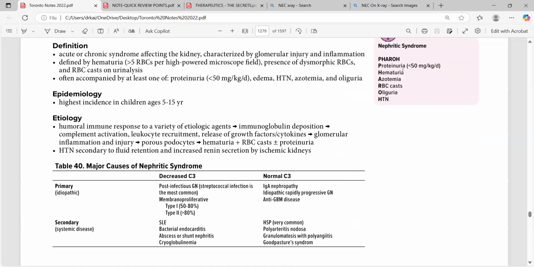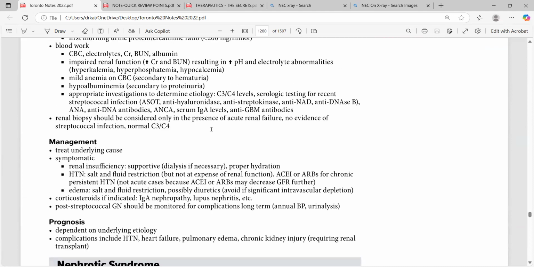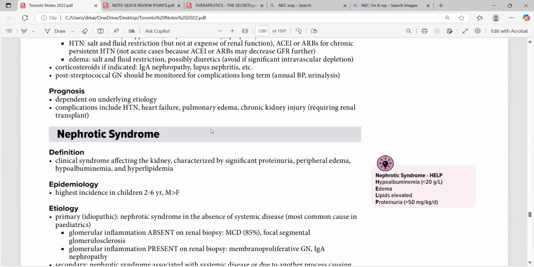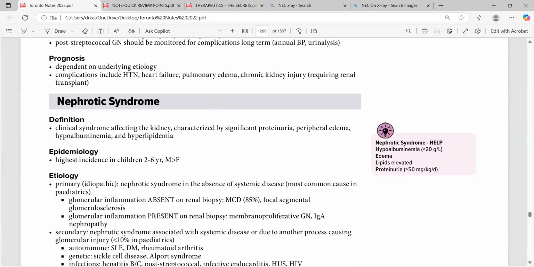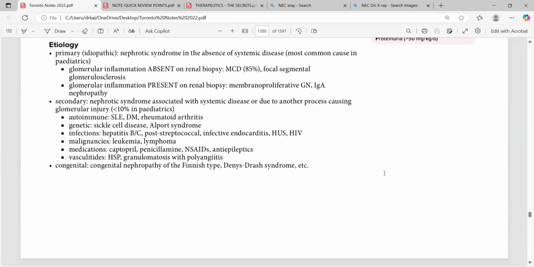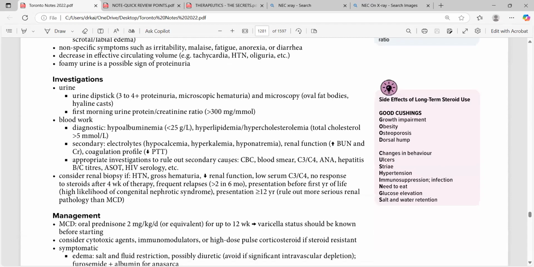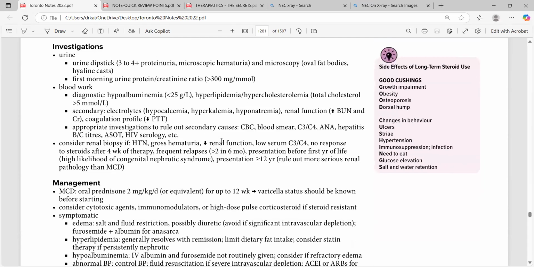Then the nephrotic syndrome: proteinuria, hematuria, azotemia, RBC casts, oliguria, and hypertension. Usually we go for a dipstick. What is nephrotic? Hypoalbuminemia, edema, lipids, and proteinuria. The most important cause is minimal change disease, which is very common. In those cases, we start oral prednisolone for 12 weeks. Varicella status should be known before starting it, because chickenpox or shingles can be triggered.